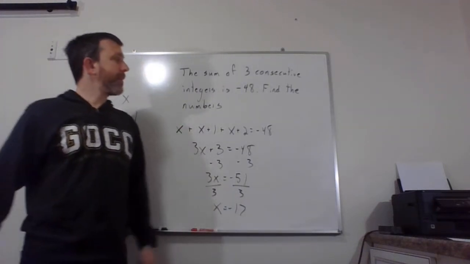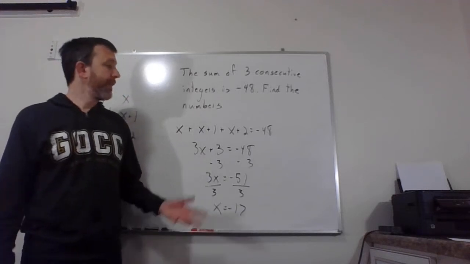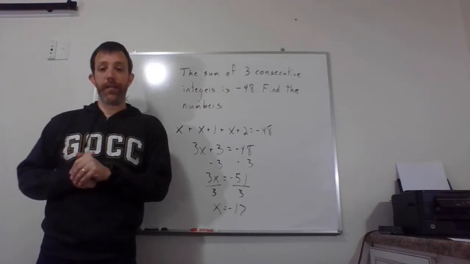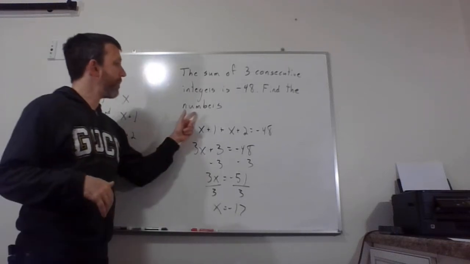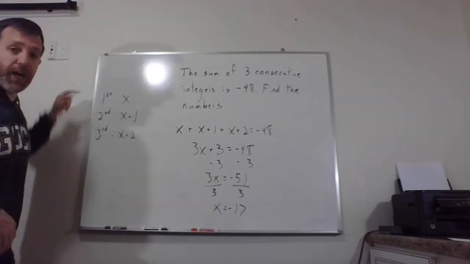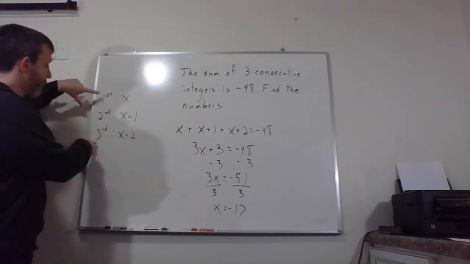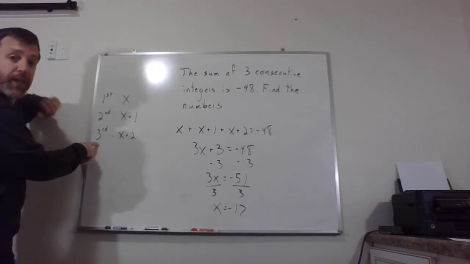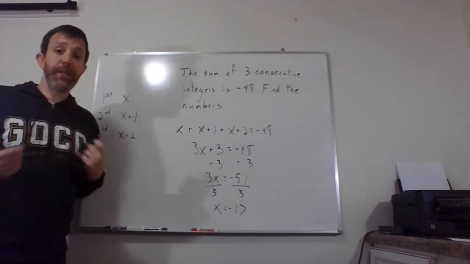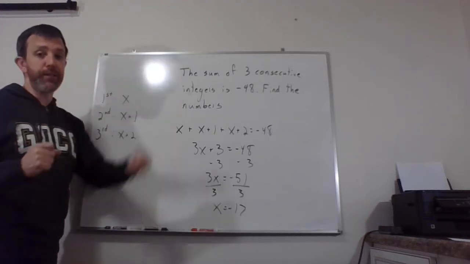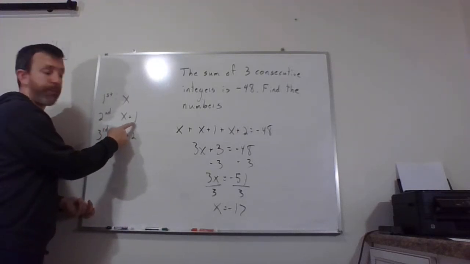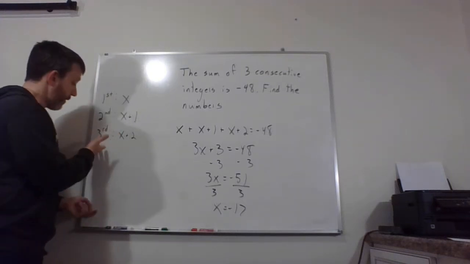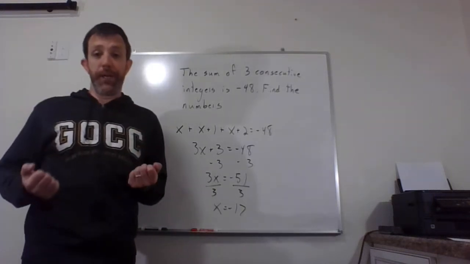So the sum of 3 consecutive integers is negative 48. Find the numbers. So we know a sum is addition, so we're going to be adding these 3 things together to get negative 48. And let's look at maybe how we're going to set this up. With consecutive integers, I just like to first lay out how many do I have. I have 3 of them, so I have a first number, a second number, and a third number. I'm going to call the first one x. And because these are regular consecutive integers, I know that they go up by 1. So my second one is x plus 1, and my third one is x plus 2. Again, we could continue that pattern if we needed 4 or 5. We don't, though. We only need 3.